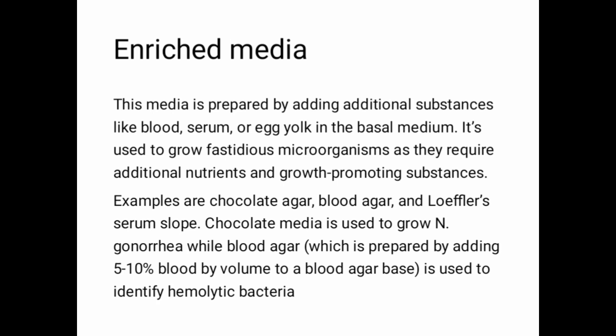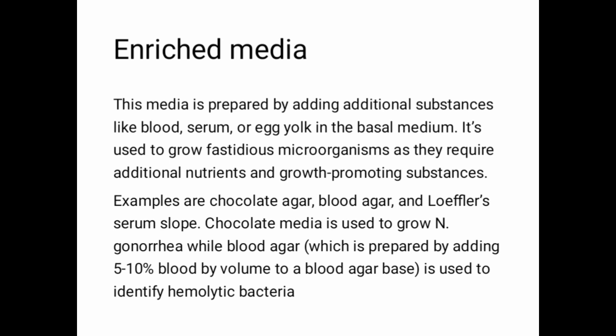Second one is enriched media. Enriched media is basically prepared by adding additional and special substances like blood, serum, and egg into the simple media or base media, so it becomes enriched media. This media is usually used for fastidious microorganisms that require additional nutrients and special substances for their growth. Examples are chocolate agar, blood agar, and Loeffler's blood serum slope.